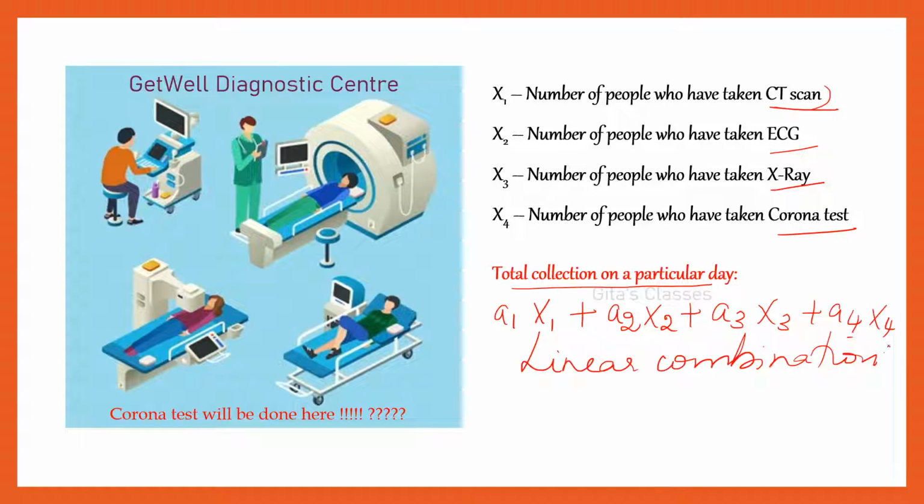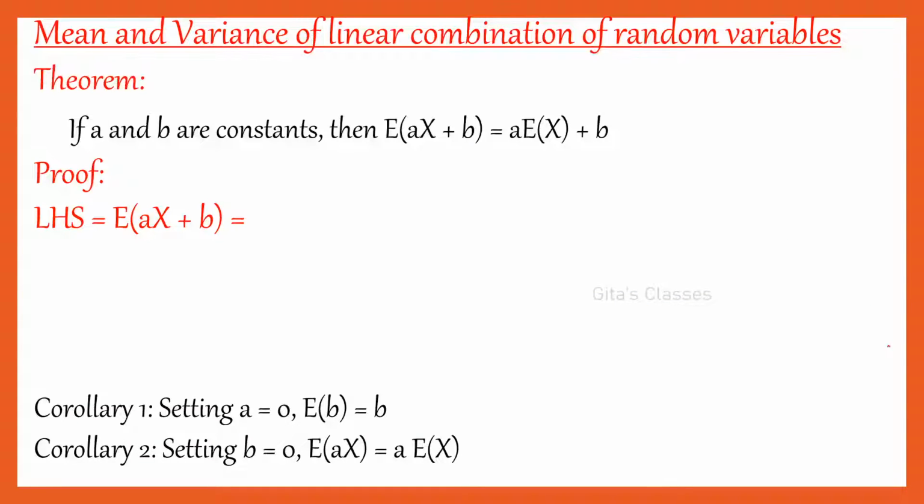So now we are going to see, if you take more than one random variable, the linear combination of the variables. We are going to prove some more theorems, the mean and variance of linear combination of random variables. First theorem: if A and B are constants, then E of AX plus B is equal to A into E of X plus B. This is for a single variable only, and it can be proved for both discrete and continuous.